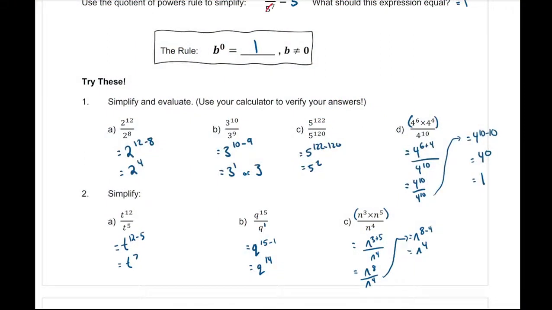So coming back and looking at C for both of my answers, I should have 5 to the power of 2, and I should have n to the power of 4. So those should be my two answers there, again, using the rules that we've already discussed.